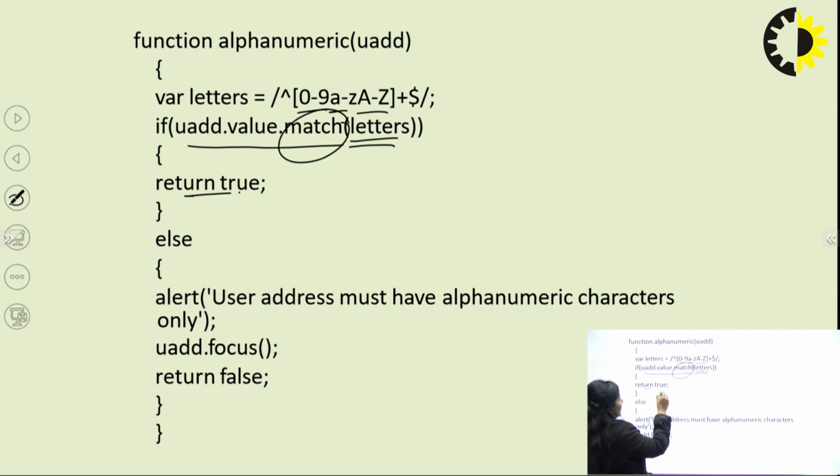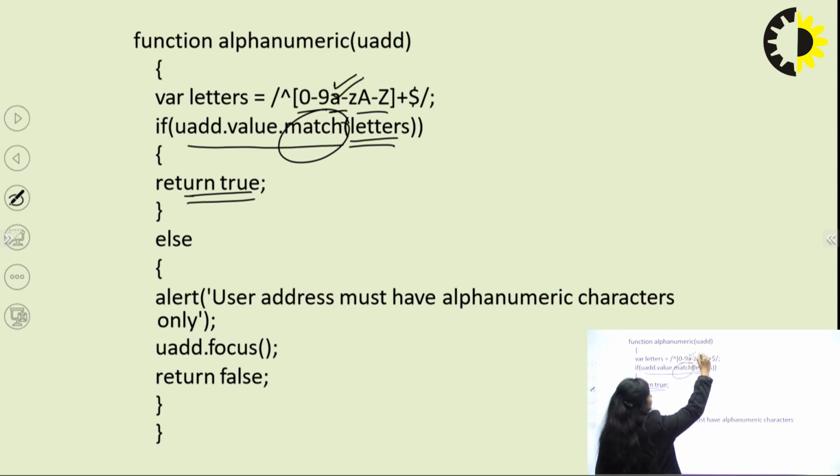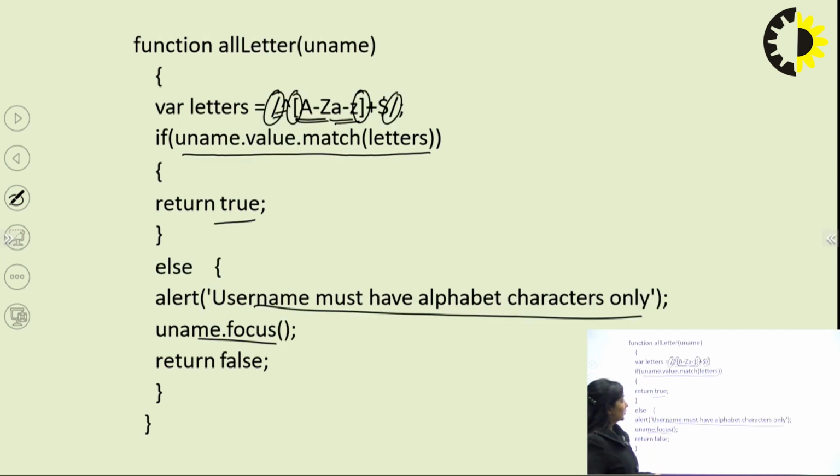If it matches, then it will return true. If it does not match this validation rule which we had given, then again it will give an alert message, like the user address must have alphanumeric values, and the focus will again be on the text box on which the data was to be written. So this is how alphanumeric will work. I hope we are able to distinguish between the letters and the alphanumeric.